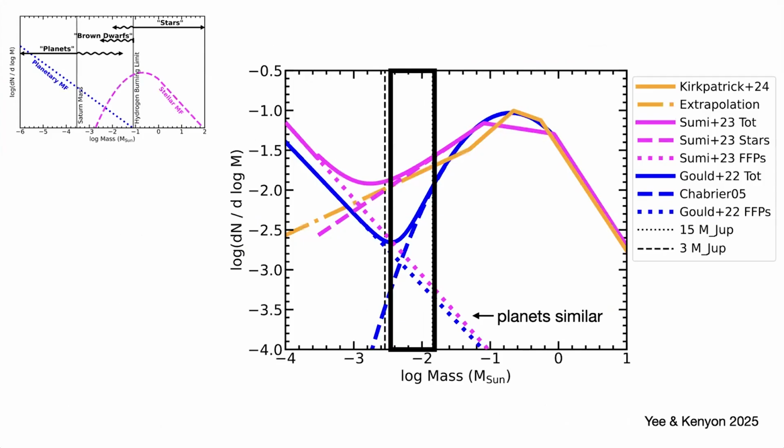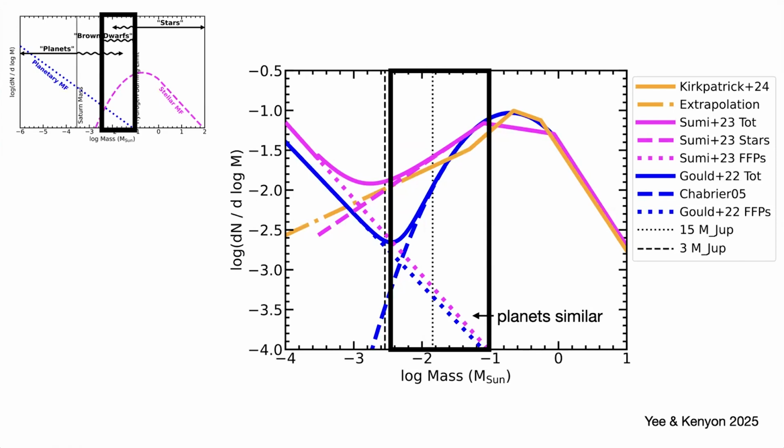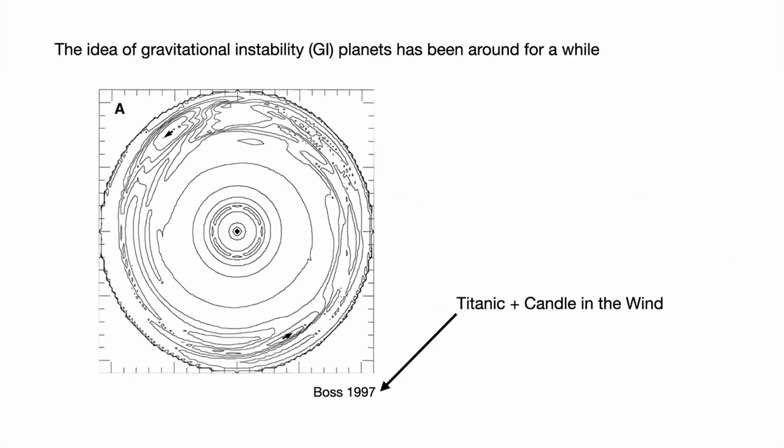So if we go on to this plot, that goes all the way over here. And so, in this region here, maybe we really need a third mass function for the gravitational instability objects. And we know that the idea of gravitational instability planets has been around for a while, ever since at least the year of Titanic and Candle in the Wind.